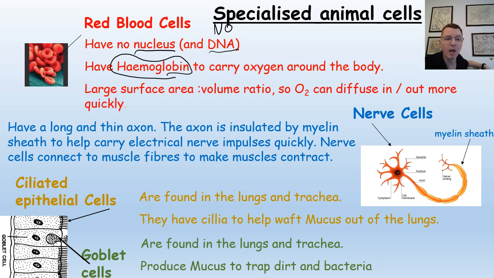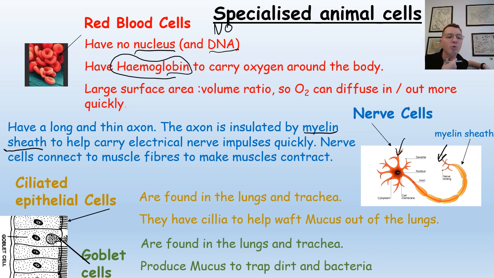Nerve cells. Nerve cells have long, thin axons. The axon is insulated by a layer of myelin sheath, and they help to carry electrical nerve impulses very quickly. The myelin sheath is very important to make certain that the speed of the electrical nerve impulse is maintained. Nerve cells also connect to muscle fibers and they can make muscles contract. They also have a range of these little parts here called dendrites, which will allow the nerve cell to connect to a range of other cells.